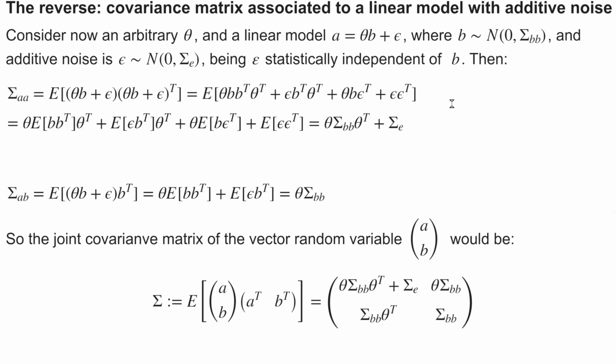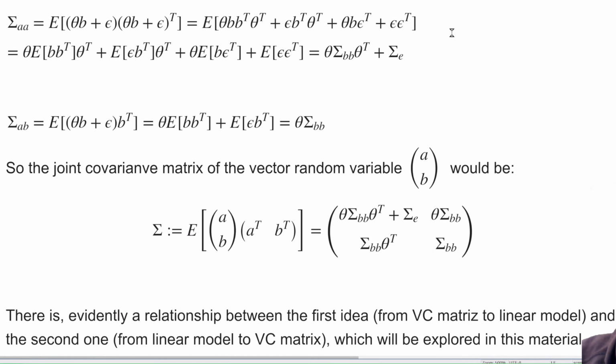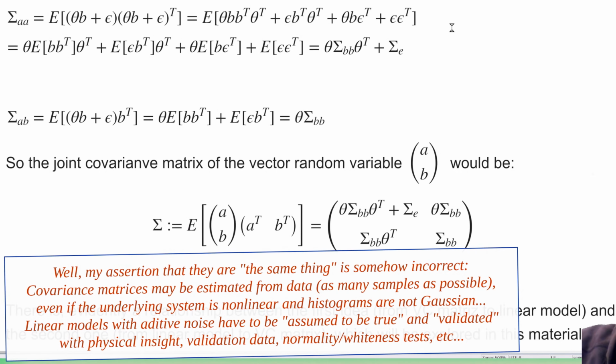So covariance matrices and linear models with additive noise are sort of two ways of expressing the same thing. But of course, if we have a lot of data, what we can measure in reality is the covariance between things, and the assumption of underlying linear models needs to be justified by something else.